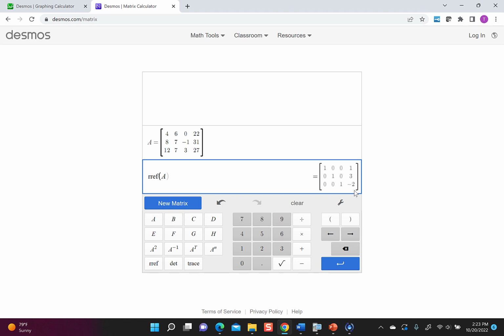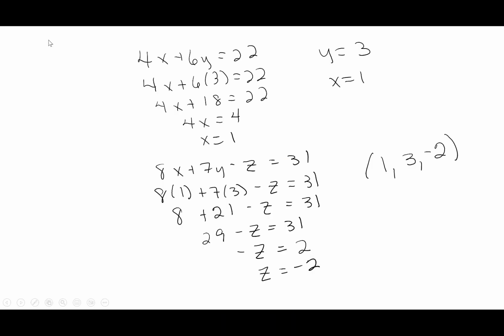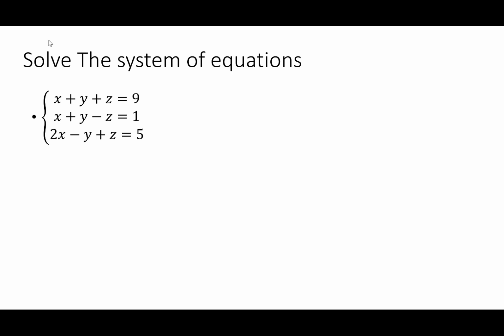You plug in the values, you go to this calculator, it spits out the answers. So 1, 3, negative 2, just like our 1, 3, negative 2. So use technology to help you out in this section. This is so long to do by hand. I will do another one by hand so you can see what it looks like, and then I'll do a couple more in the matrix calculator so you know how to set it up.